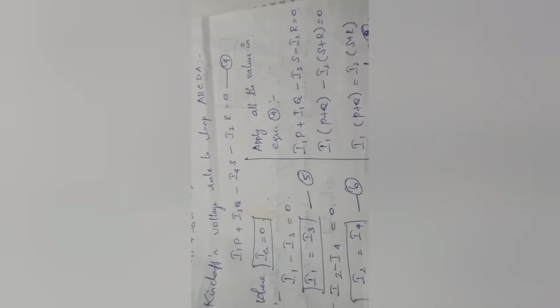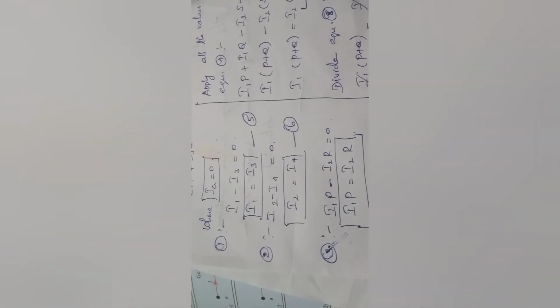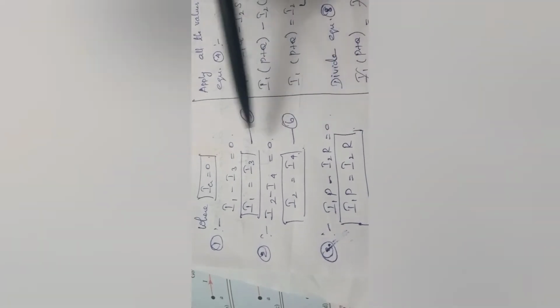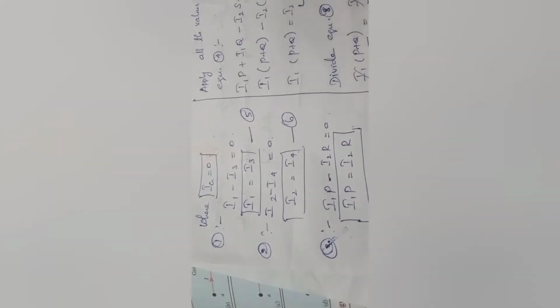Then apply it in the third equation also. So in the third equation, this term will be 0. Then I1P minus I2R is equal to 0. So I1P is equal to I2R. So in three equations, the Ig part will be 0. Then the equation can be rearranged like this.